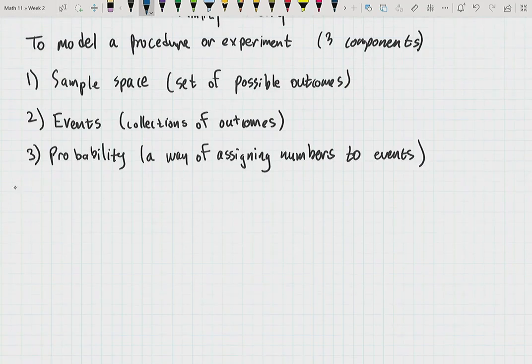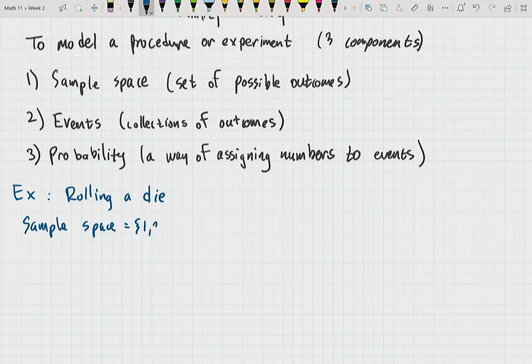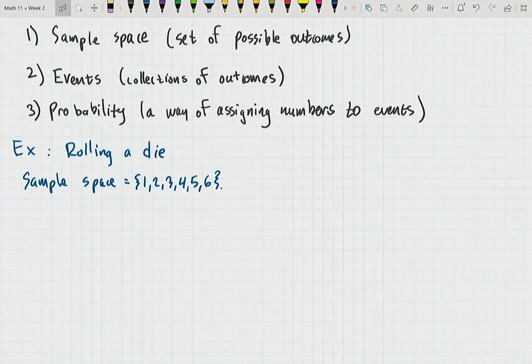So here's an example. Start off with dice. If you roll a die, then the set of possible outcomes is the sample space, which is 1, 2, 3, 4, 5, or 6. And so you could have an event being that you roll a 1, or a 5, or a 6, or you could have an event that you roll an odd number, for example. So that's a collection of specific outcomes. So here's some examples of events.